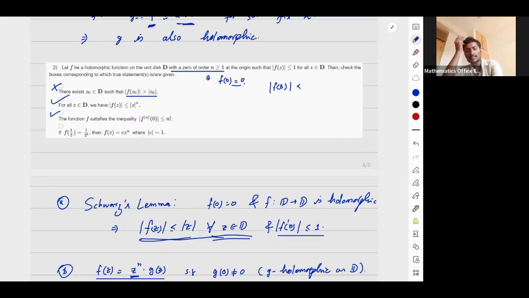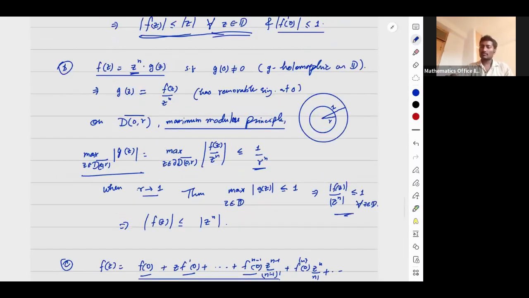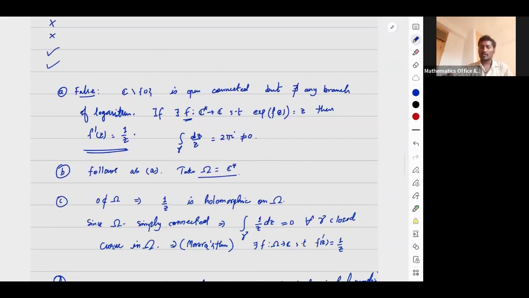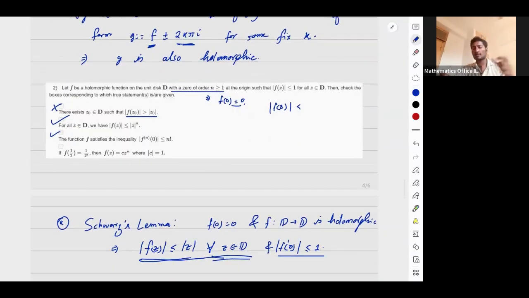It is said that if f of 1/2 is (1/2)^n, then f of z is equal to c times z to the power n, where c has modulus 1. How to do this? It seems correct because the situation is almost similar to the previous scenario in the Schwarz lemma.